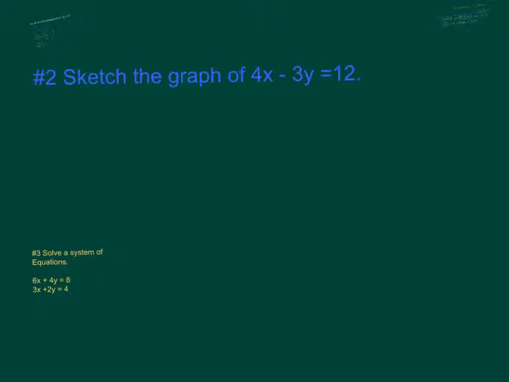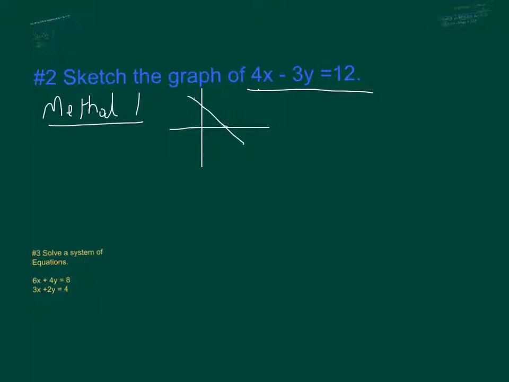Okay, so here's example number 2. Sketch the graph, oh boy, we're going to start graphing, of 4x minus 3y equals 12. Now, I highly recommend you guys use graph paper. In fact, when you turn in your homework, it has to be on graph paper. So, we're going to do this 2 ways. Method 1 is using what I call, in Algebra 1, the cover-up method. It's to find the intercepts, the x-intercept and the y-intercept.